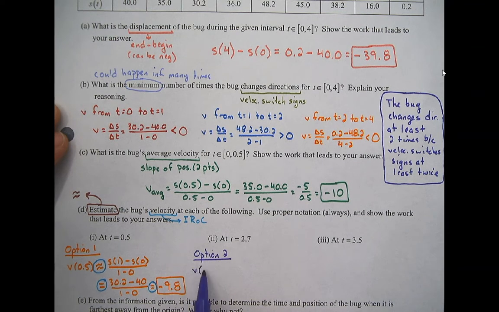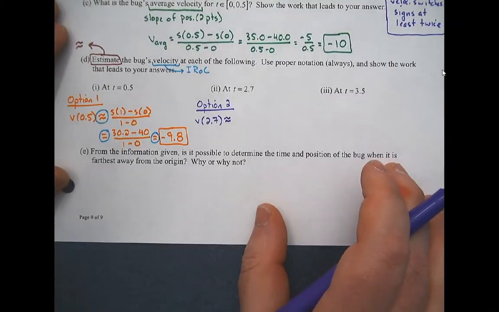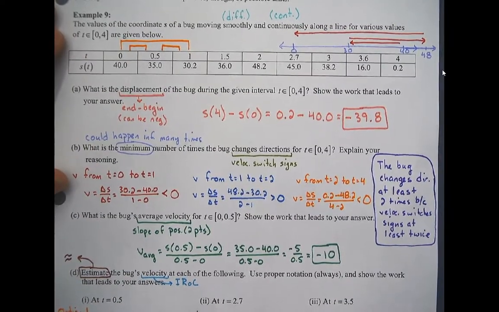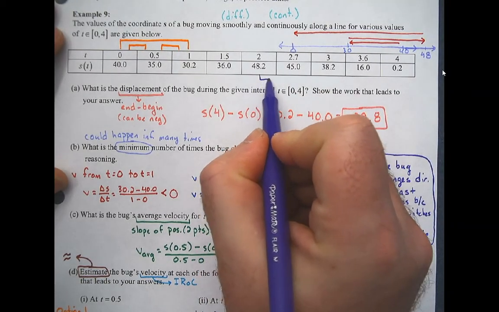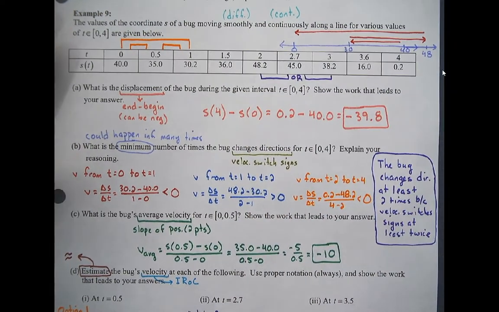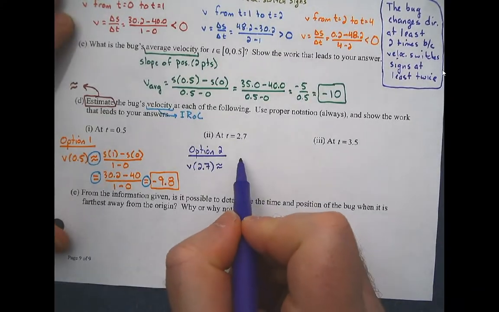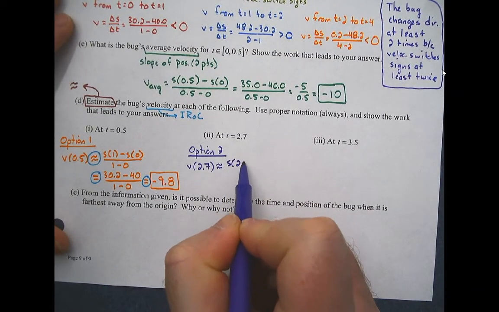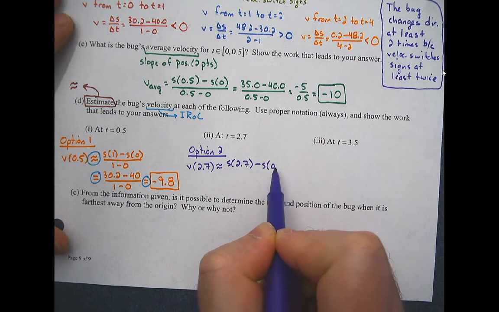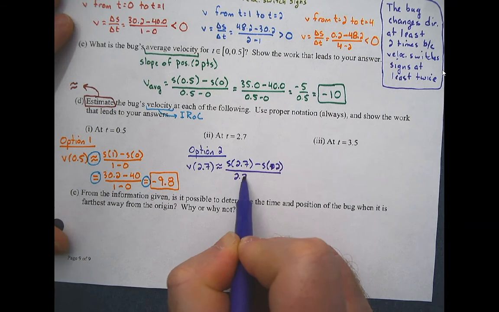My velocity at 2.7 is approximately, because we can't get an exact value here, so we want to use an estimate. Now, at 2.7, I could use this or this. Either one of those is fine. I'm going to use the first one, let's say. So that would be S of 2.7 minus S of 2, over 2.7 minus 2.